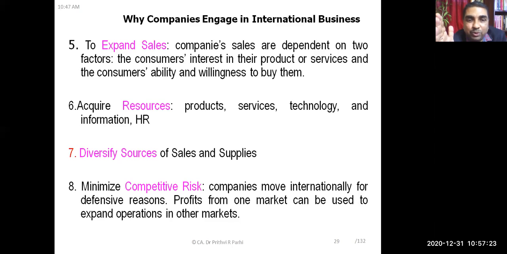Totally bringing the risk to zero may not be possible, but there are definitely some ways to minimize the risk. Are you agreeing it's possible to minimize the risk? Yes, sir. It's possible. So one of the methods or techniques of minimizing the risk is diversification. If you diversify your business, risk will be minimized.